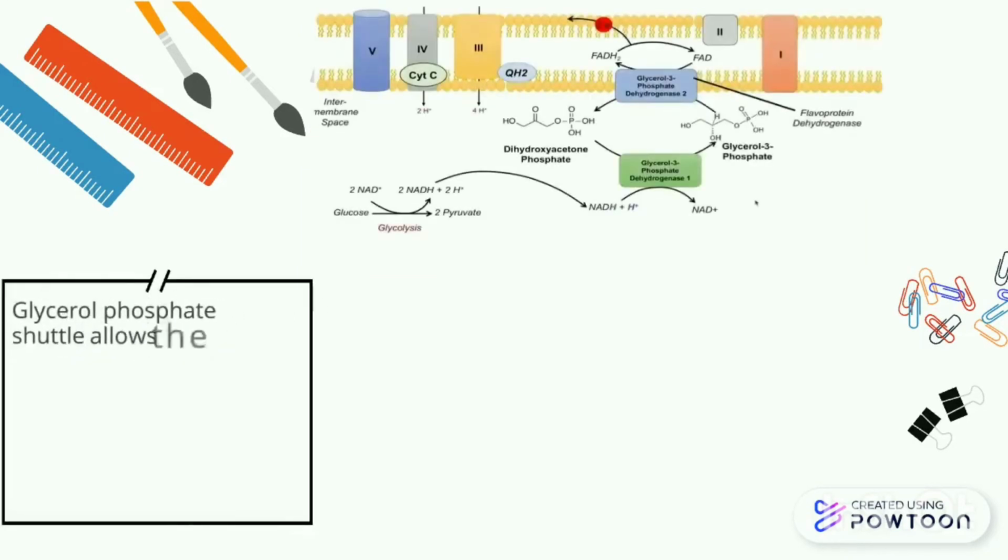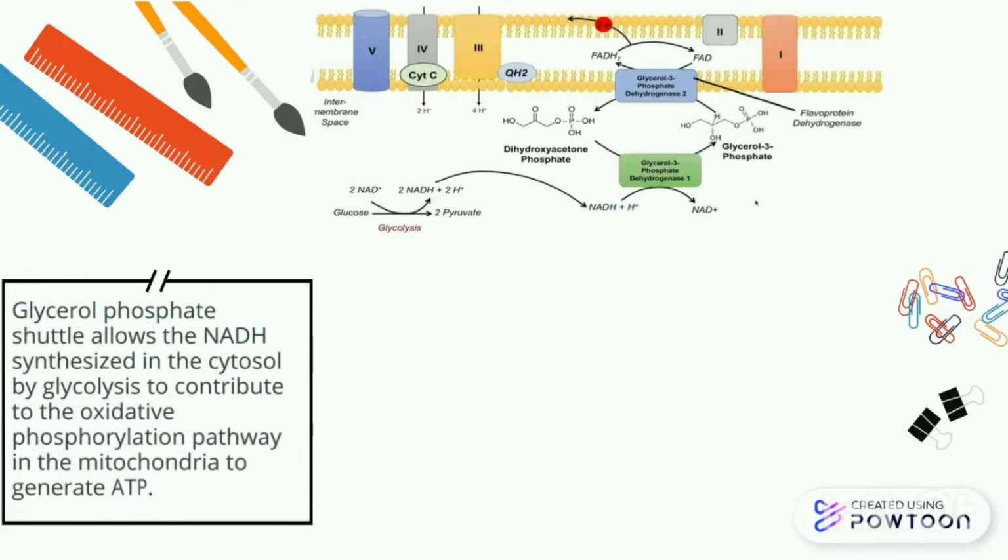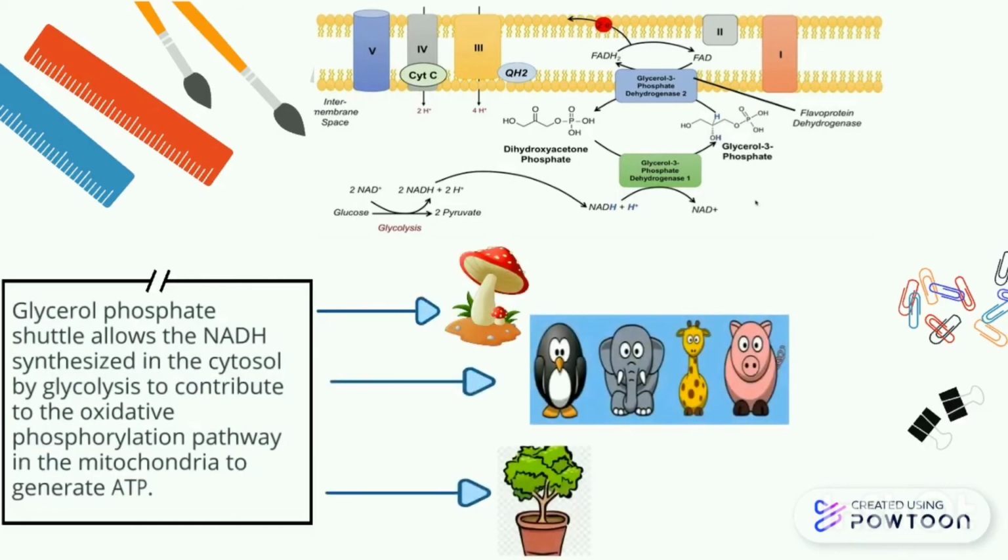The glycerol phosphate shuttle allows the NADH synthesized in the cytosol by glycolysis to contribute to the oxidative phosphorylation pathway in the mitochondria to generate ATP. It can be found in fungi, animals, and plants.